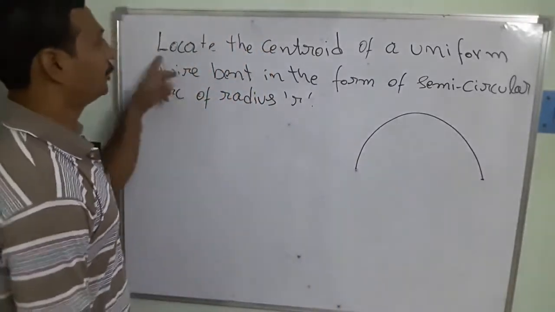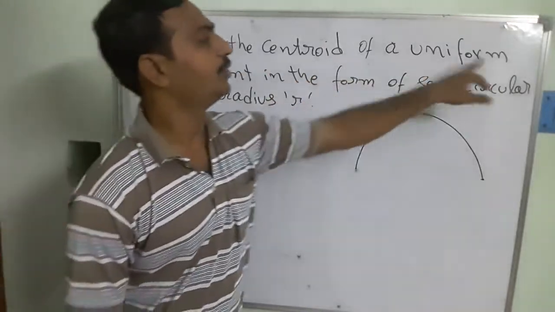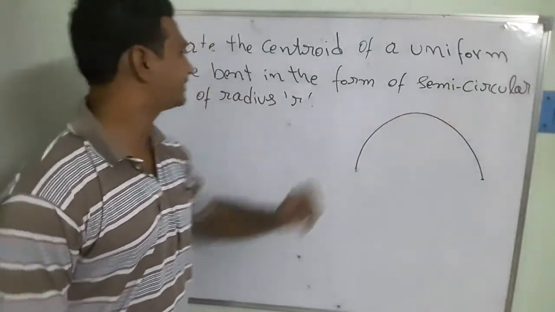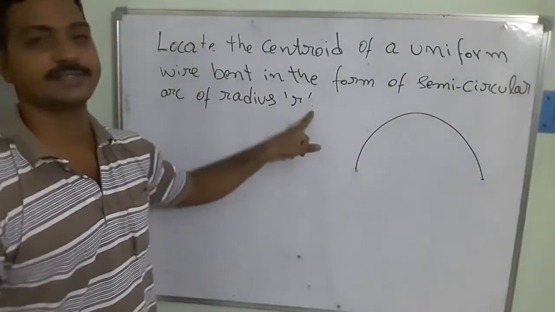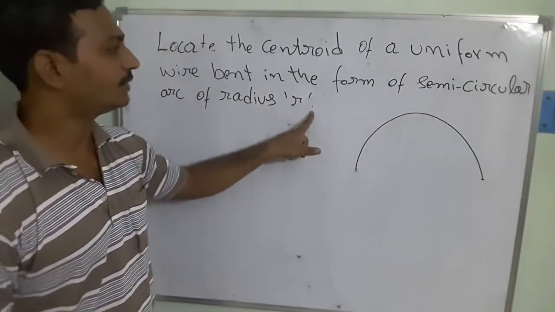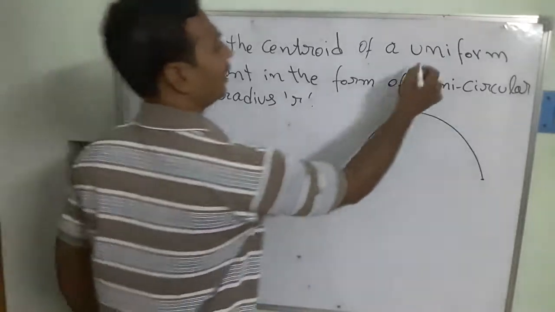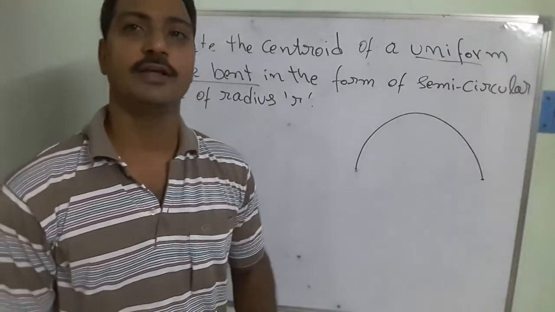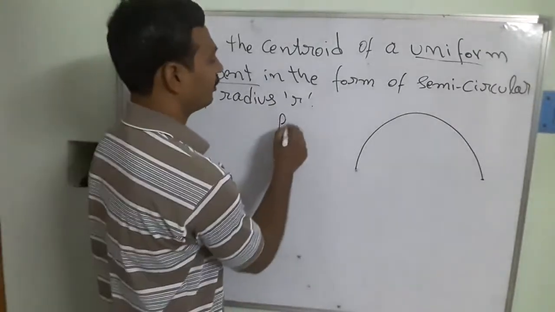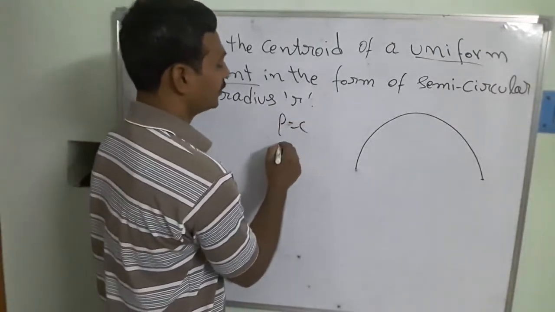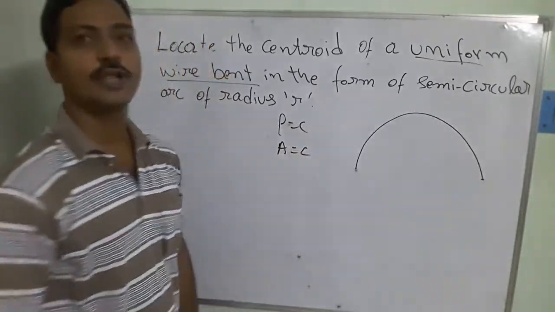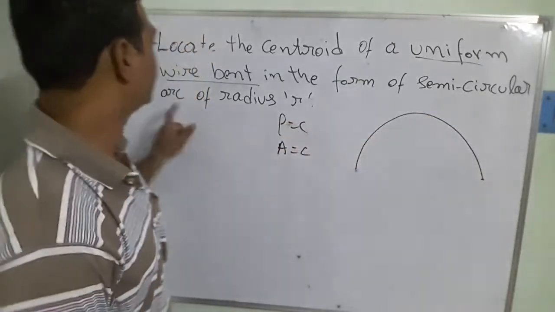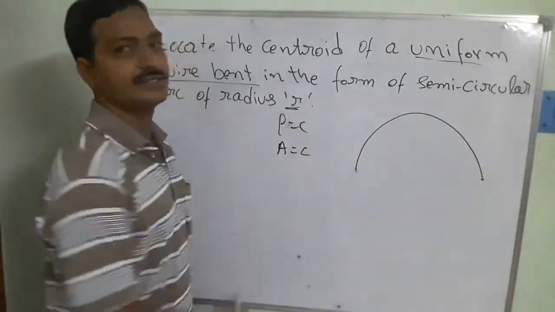So in this case, locate the centroid of a uniform wire bent in the form of a semicircular arc of a radius r. So as we know, he has given a uniform wire. So what is the uniform wire? The uniform wire represents that the density is going to be constant, and in terms of the geometrical properties, the area is going to be constant. We are going to be assuming that. So then it is bent in the semicircle and it has a radius r.